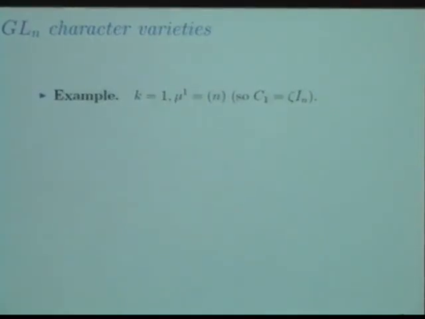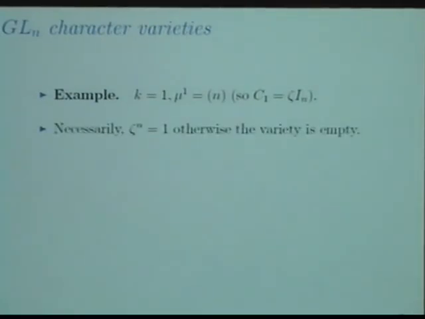Take one puncture, and the conjugacy class is ζ times the identity. That means that we have one eigenvalue repeated n times, so the conjugacy class is central. And if you look at the equation, any commutator of matrices will have determinant 1. So if you have a product of commutators and one other x that multiplies to 1, the determinant of x has to be 1. Therefore, if ζ to the n is not 1, the variety is simply empty.